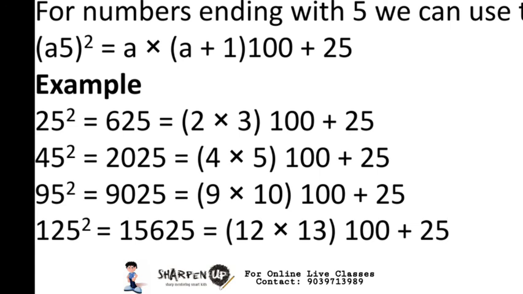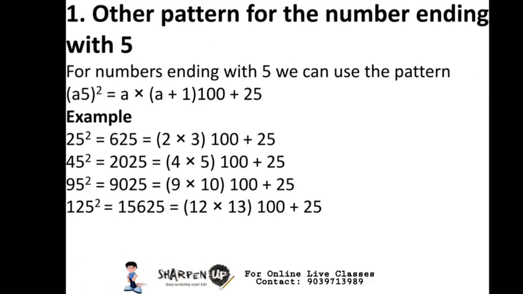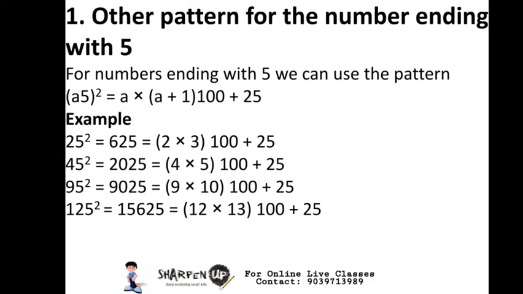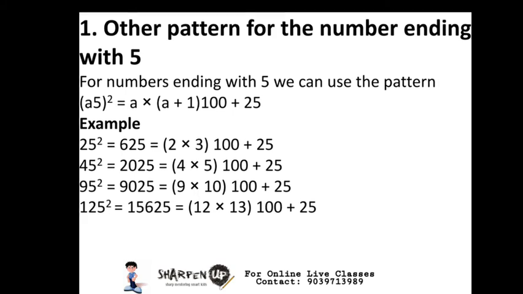In the same way, the square of 45. How to find it? We add 1 to 4, so it comes 5. Then we multiply 4 by 5. That means we are multiplying a by a plus 1. So it is 4 into 5. Then we multiply by 100, then add 25, and so on. So for any number which has unit digit as 5, we can find the square of that number by using this pattern.